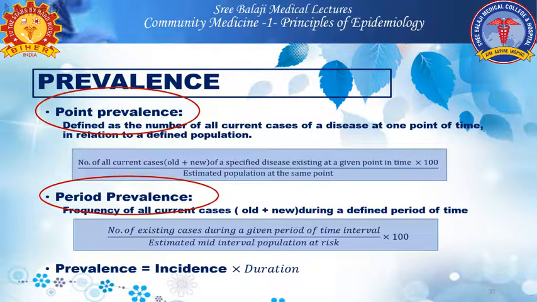So the basic difference between point prevalence and period prevalence is that in point prevalence we assess the morbidity status at one point of time, whereas in period prevalence we do the same over a period of time. So prevalence considers duration. Prevalence is equal to incidence into duration.